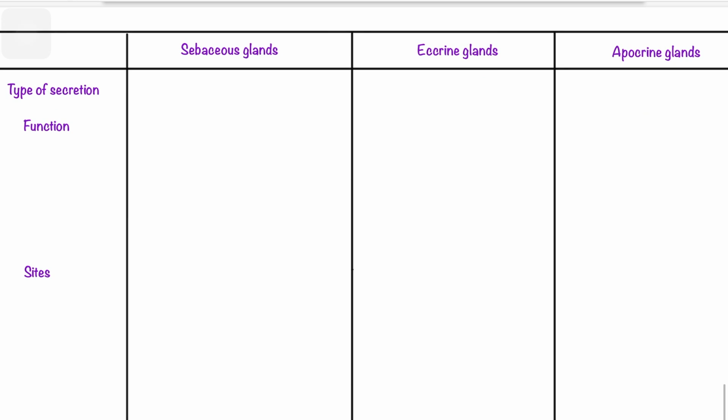So what is the type of secretion in the sebaceous gland? It's a holocrine secretion. Okay, holocrine means the whole cell dissolves and is shed. In eccrine glands, it's merocrine secretion. The cells in the glands will produce vacuoles which contain the sweat, and these vacuoles are released outside. Okay, it's called merocrine secretion. In apocrine glands, the apex of the cell is shed. Okay, so that's why it's called apocrine. Apex is shed, and its type of secretion is apocrine.